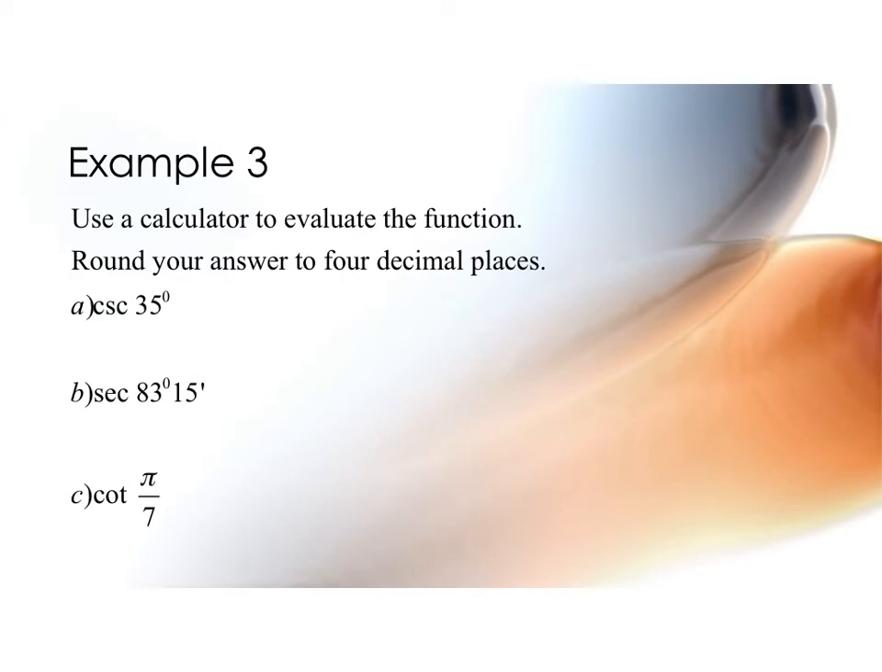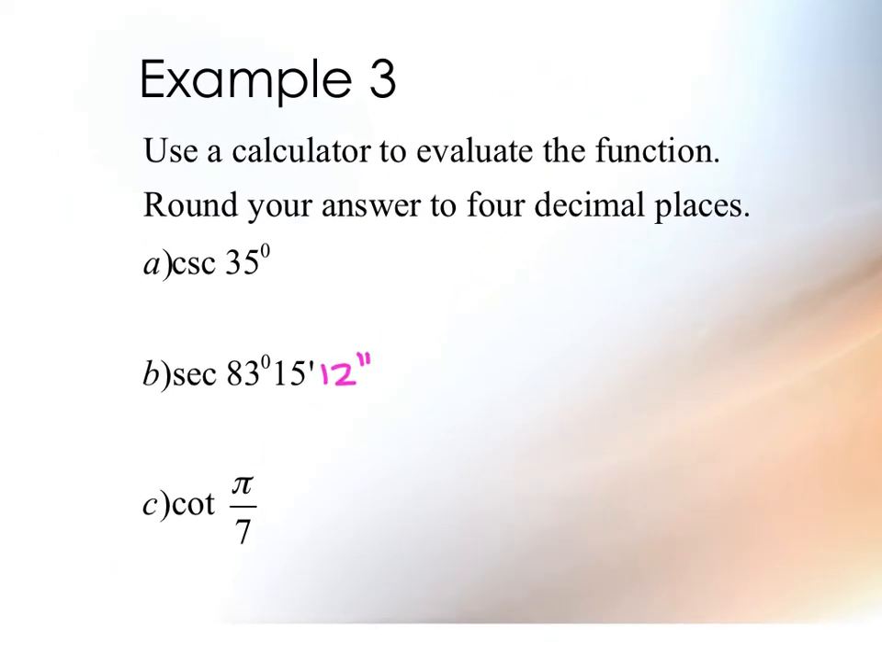All right, now we're going to use the calculator. So use the calculator to evaluate the function, round your answer to 4 decimal places. So again, you want to get good at flipping back and forth, and this one even brings back in your degree minute second notation, okay? So I'm going to add to this 12 minutes just so that you're used to doing the minutes too, because you're going to need to do them all, okay? So let the calculator do the work.